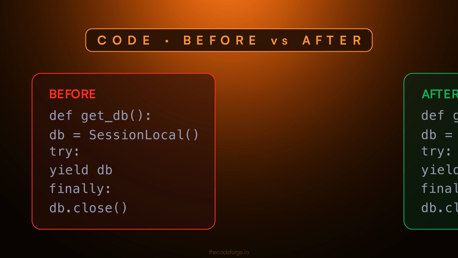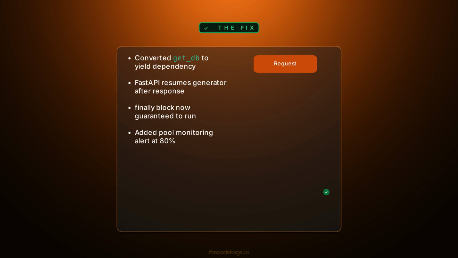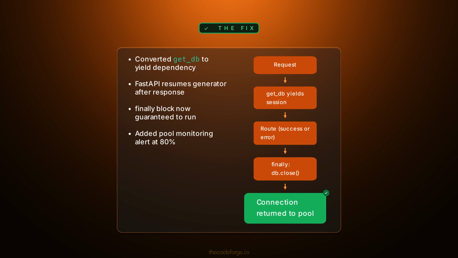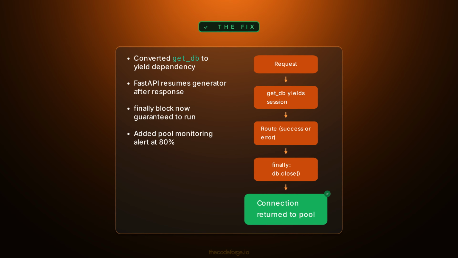A plain function dependency with try/finally leaks connections on HTTP exception, because FastAPI intercepts the exception before the finally block runs, leaving sessions open until the pool exhausts. The fix was to convert get_db to a yield dependency. Now FastAPI holds the generator open and resumes it after the response is sent, guaranteeing the finally block runs. We also added a Prometheus metric to monitor pool utilization and alert at 80%.